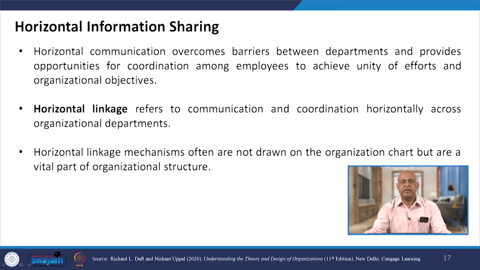In the case of horizontal information sharing, horizontal communication overcomes barriers between departments and provides opportunities for coordination among employees to achieve unity of effort and the organizational objectives. Horizontal linkages refer to communication and coordination horizontally across organizational departments. Horizontal linkage mechanisms often are not drawn on the organization chart, but are a vital part of the organizational structure.